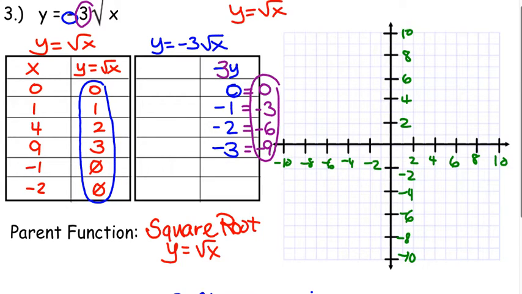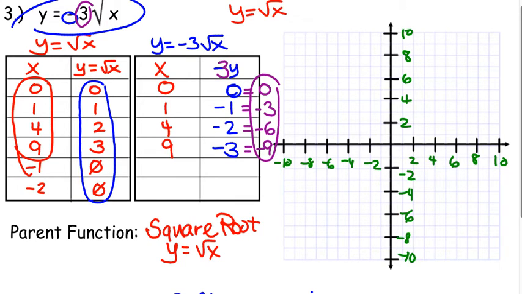Now, did we do anything with your x values? No. So we're going to go ahead and just copy these ordered pair values. So 0, 1, 4, and 9. All right, we're set to go. So we'll graph this in blue today. So we're going to go over 0, up 0, and then over 1, down 3, and then right 4, down 6, and then over 9, down 9.